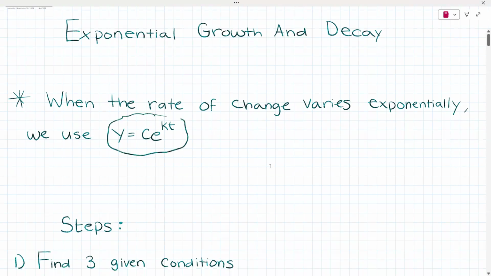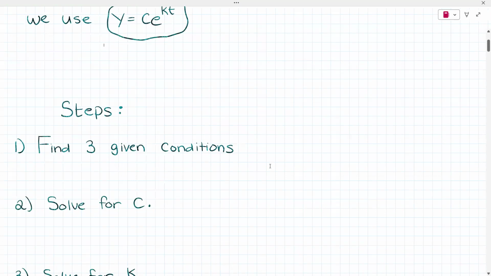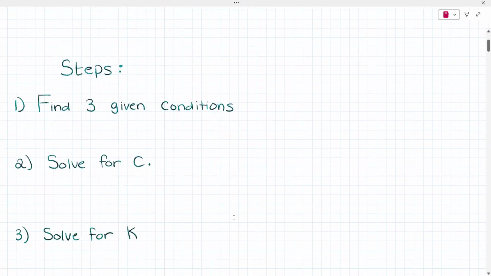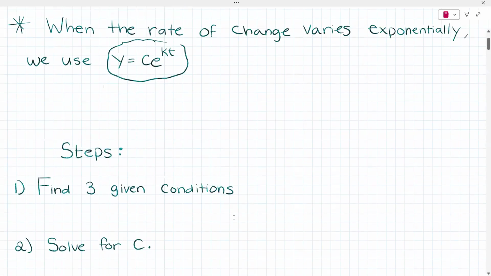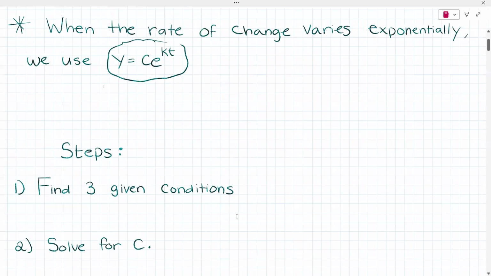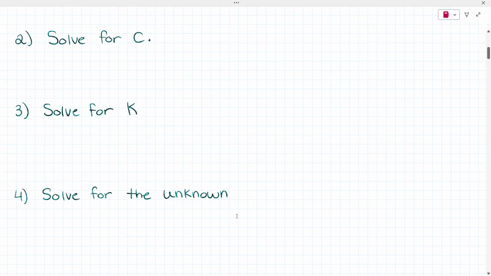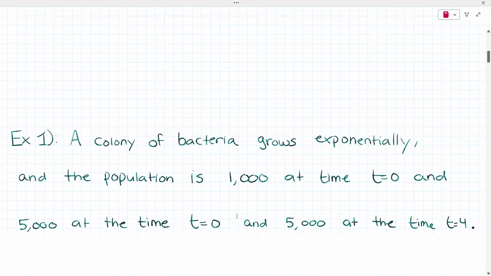How do you get that equation? There are some steps. In a word problem, first write down your given conditions. Sometimes they'll give you an initial condition, and sometimes they'll give you a final x, and we have to find the y. Then step 2, solve for c. C is the initial condition. Step 3, solve for k, and step 4, solve for the unknown. So let's do an example.